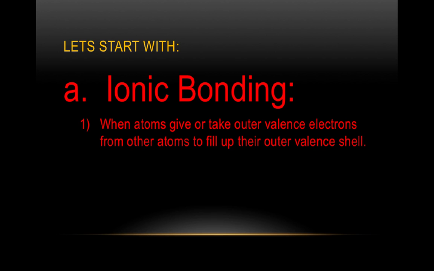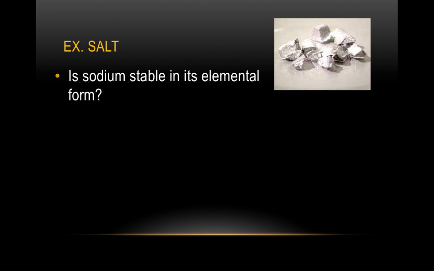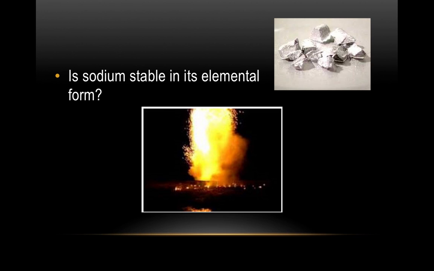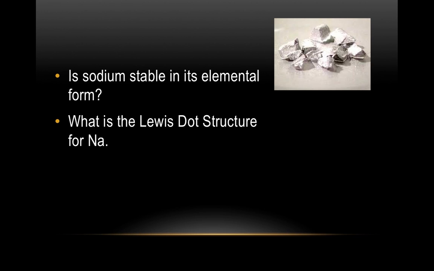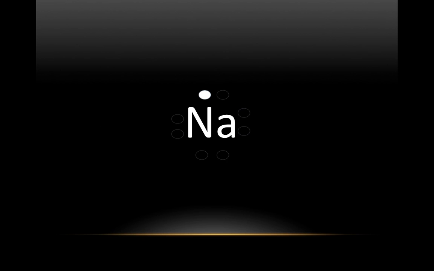When atoms give or take outer valence electrons from other atoms to fill up their outer valence shell, that's what we call ionic bonding. So let's look at salt as an example. Think of sodium in its elemental form. You might not know much about it, but let's decide if we think it's stable or not. Doesn't look very stable there, but let's do the Lewis dot structure for it. You're going to have 1 outer valence electron sitting there in sodium's outermost valence shell.